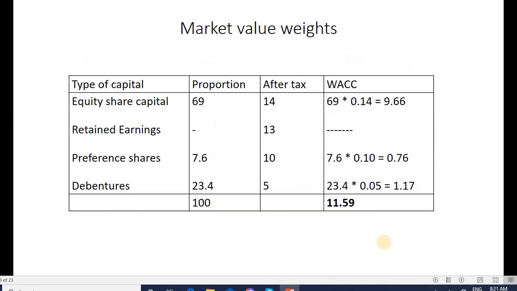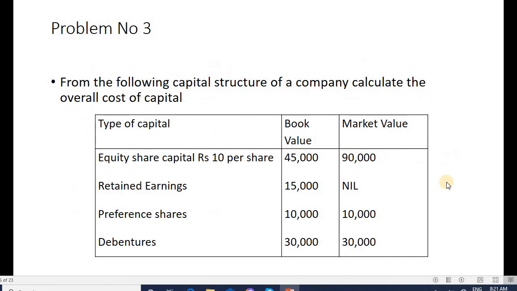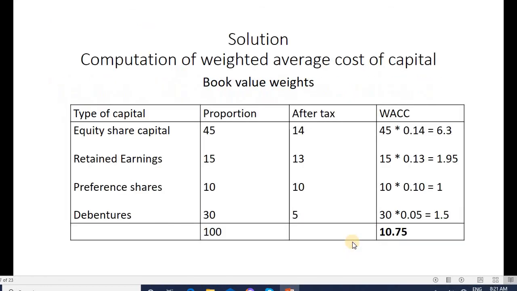Next, market value weights are given. So proportion we need to calculate. How to calculate the proportion? 90 lakh divided by total capital, that is 1,30,000. So 90 lakh divided by 1,30,000. Here retained earnings is not given, leave it off. 10 lakh divided by 1,30,000 and 30 lakh divided by 1,30,000.